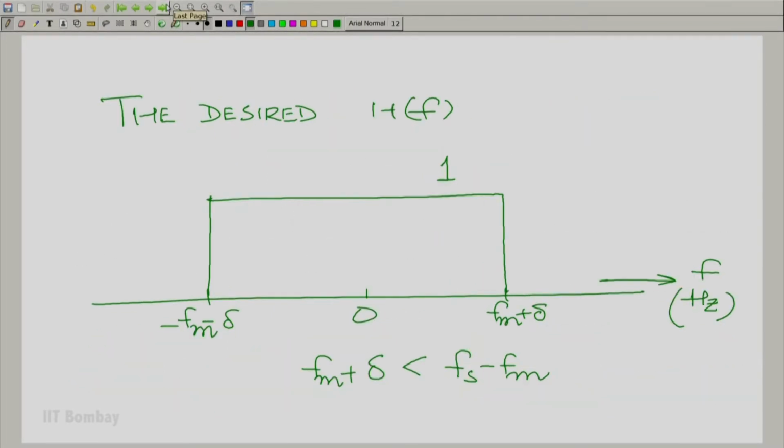Now, let us look at this drawing again of the desired H(F). You have Fm just a little before here and minus Fm here. One could have argued that you could have kept this desired H(F) 1 between minus Fm and plus Fm, and then 0 afterwards. But what is the problem there? The problem is that you might have a tonal component at Fm, meaning there might be an impulse in the frequency domain at Fm. When will that happen?